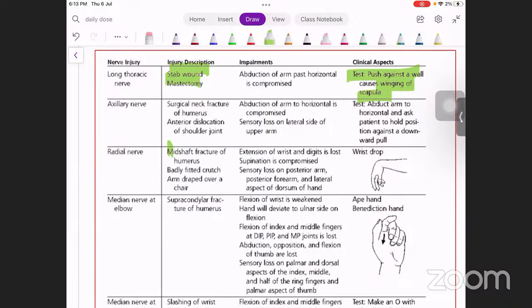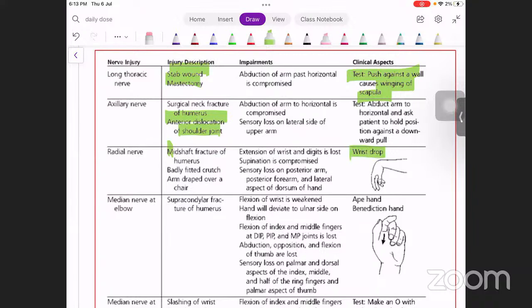Second one is the axillary nerve. Axillary nerve injury is due to a surgical neck of humerus fracture, or maybe anterior dislocation of the shoulder joint. The test is to abduct the arm to horizontal and ask the patient to hold the position against the downward pull. And in radial nerve injury, you see the wrist drop.